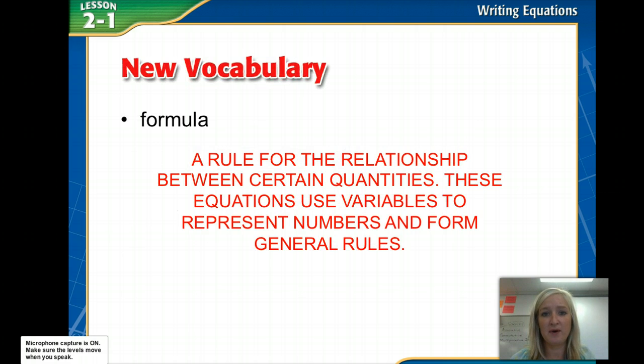Some new vocab. Underneath your objective is the word formula. A formula is a rule for the relationship between certain quantities. These equations use variables to represent numbers and form general rules.